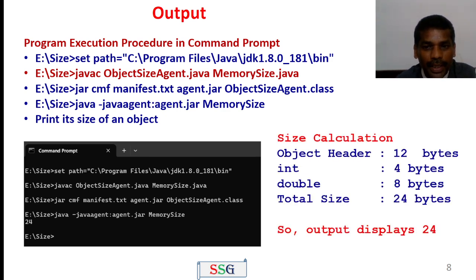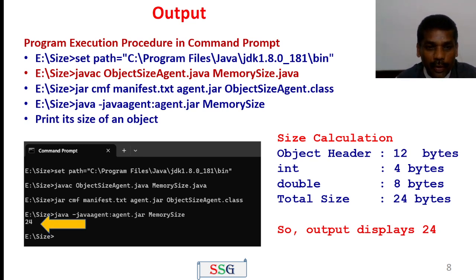So how to calculate it? In my program I have used one integer variable and one double variable. An integer variable occupies 4 bytes of memory, a double variable occupies 8 bytes of memory, so total 12. Another 12 bytes of memory are allocated for the object header. So total 24 bytes. So the output also displays 24 bytes.